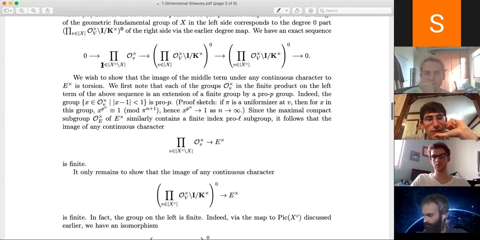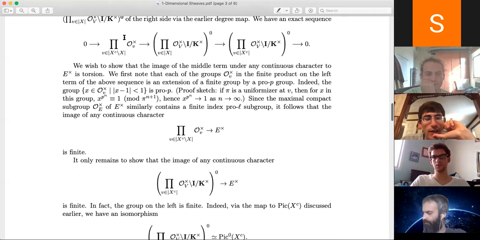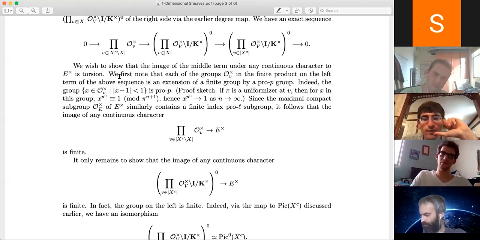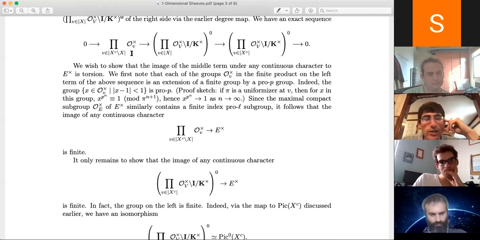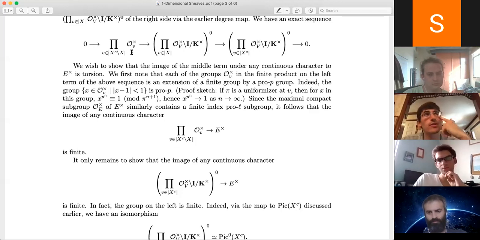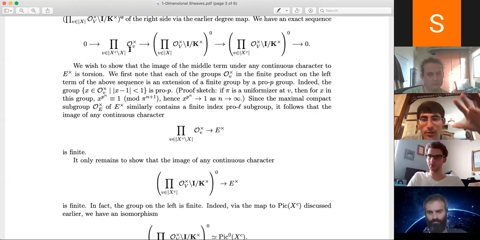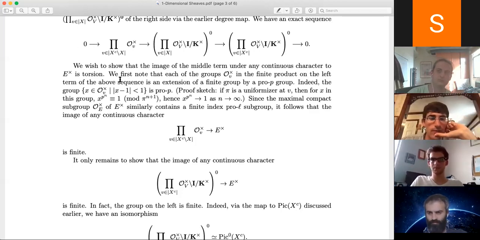So let's first consider the left part. We need to show that each of the elements, this is a finite product, and we want to show that for each O_v cross, a character from O_v cross to E cross has finite image. The reason for this is that O_v cross is basically a pro-p group, whereas E cross is basically a pro-l group. And so a continuous map from a pro-p group to a pro-l group has to be trivial. It's not literally pro-p, but it's basically pro-p. So I'll give a little more detail now.